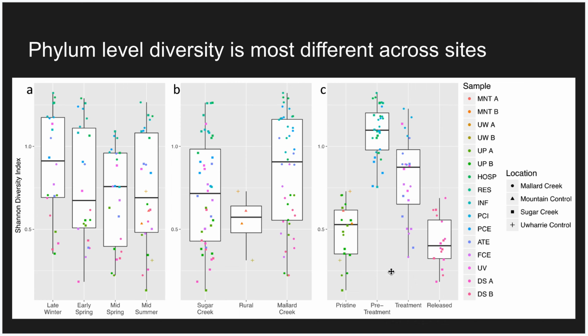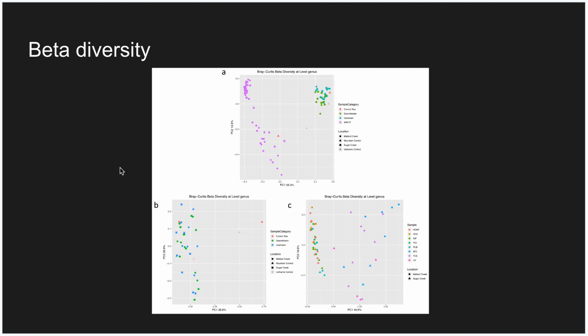So you can see that the diversity becomes very high in these pre-treatment and during treatment samples, and then returns to a lower level as it's released. But we don't see that same kind of separation or difference across the seasons or between the two different treatment plants. So that isn't necessarily surprising, but that is how the study played out.